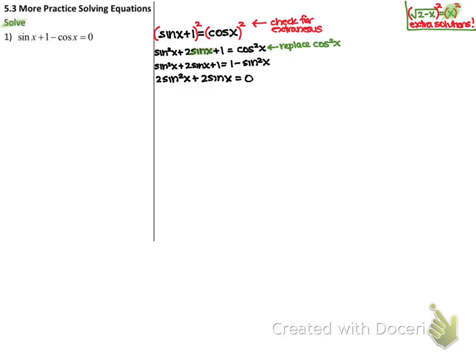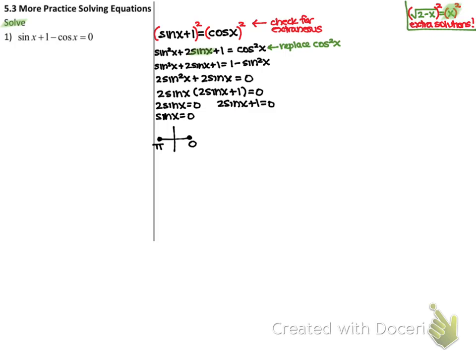Those cancel. Factor. So they each have a 2 sine x in common. So this is going to be 2 sine x times the quantity sine x plus 1 is equal to 0. Use the zero product property. 2 sine x equals 0, and sine x plus 1 equals 0. Divide by 2, so sine x equals 0. Okay, where does sine equal 0? There and there. So 0 and pi.